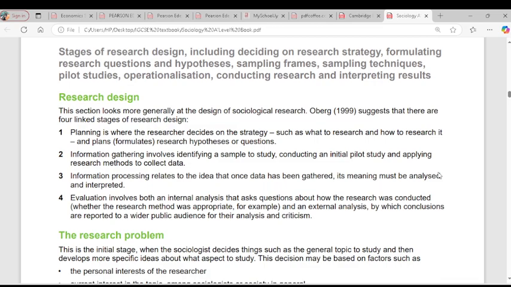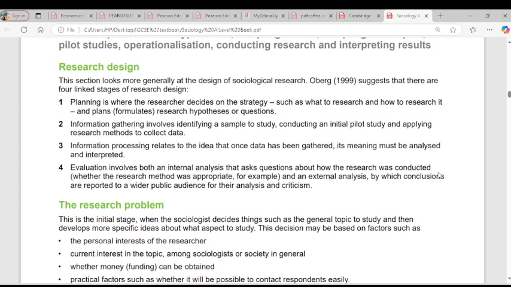For research design, this refers to the overall strategy utilized to answer research questions. So we call it research design because it's a strategy that we have put together to find answers to our research questions or hypotheses. So there are 4 stages to research design. The first one is planning. When we talk about planning, this is where the researcher decides on the strategy. This is the stage of what and how. So the type of question you want to ask, and the process through which you have to ask these questions. This is done through the planning stage, which is part of the research design.